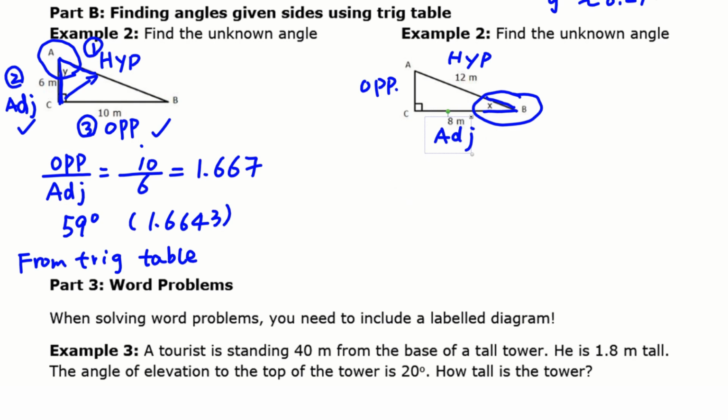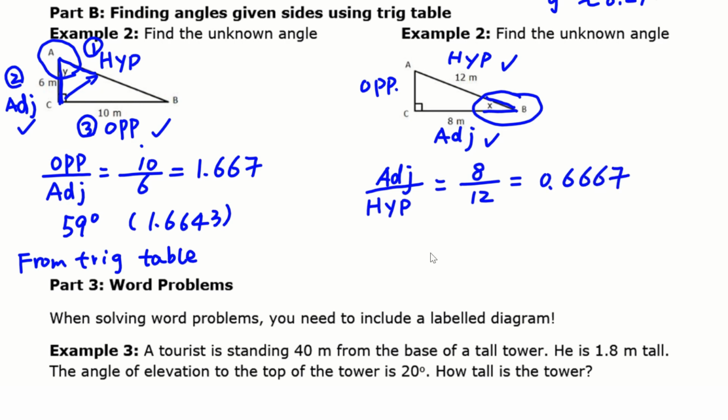So from this one we use adjacent, because adjacent and hypotenuse are given, so we use these 2 given sides to find the ratio. So adjacent is 8, hypotenuse is 12, then you do the calculation, it is 0.6667. So from the trig table, we are going to see which angle has the ratio close to 0.6667.